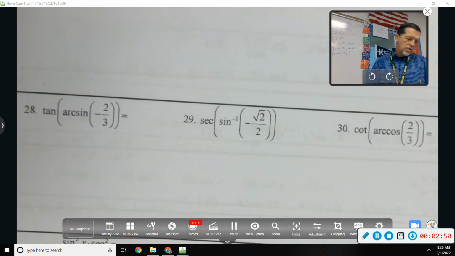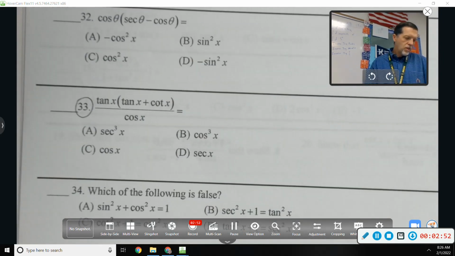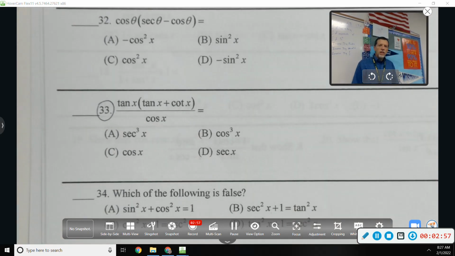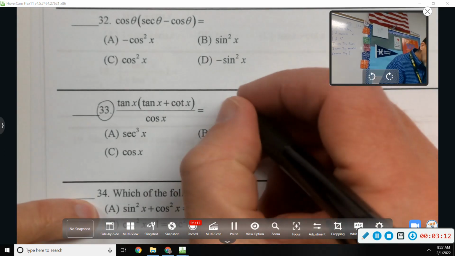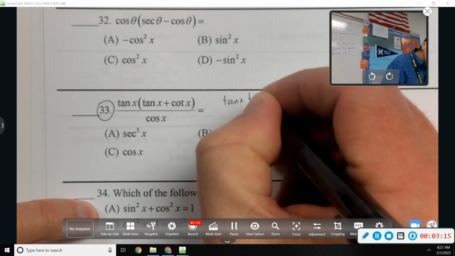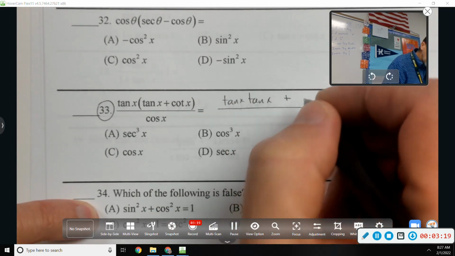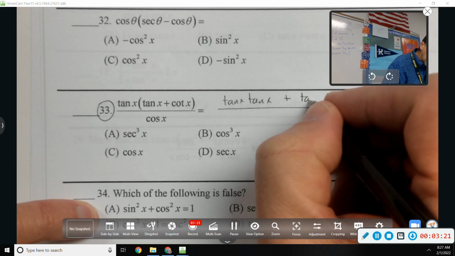And then number 33. Oh, that's kind of a review question, but that's a good one. Let's see. Tangent plus cotangent over cosine. Any idea on what to do first? Get rid of the weird one. Let's distribute the tangent because tangent times tangent is tangent squared. That means one of those Pythagorean identities might be involved here.